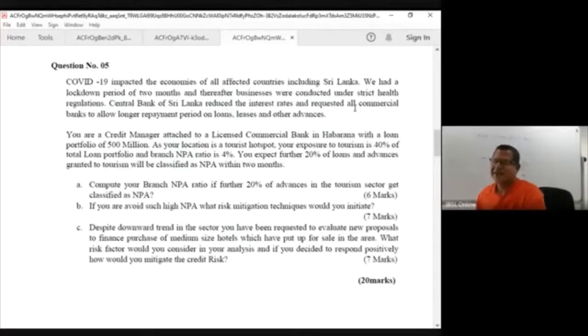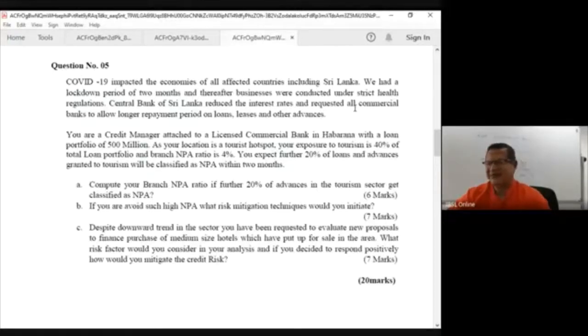Compute your branch NPA ratio if further advances in the tourism sector get classified into NPA. So the first answer is this. If you are to avoid such high NPA, what risk mitigation techniques would you initiate? So the first question is very easy. The answer A is this. Now you need to understand a little bit of what we have studied.